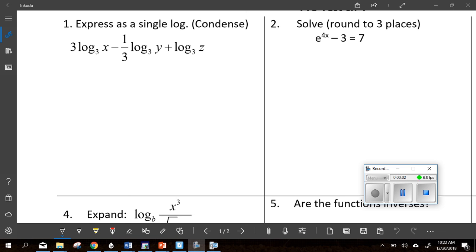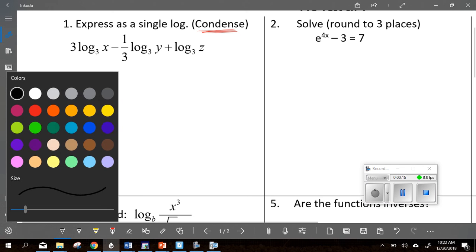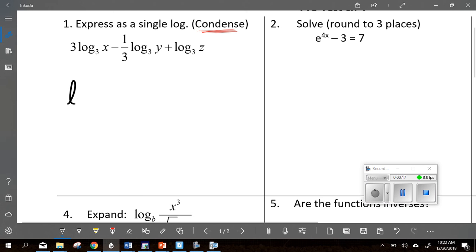Okay, I'm going to go through some practice with logs to help you do a little bit better on some of these things. So 3 log base 3 of x minus 1/3 log base 3 of y plus log base 3 of z. We are trying to condense this thing. And so the key when we condense is we're going to rewrite that as just one log. So it's log base 3.